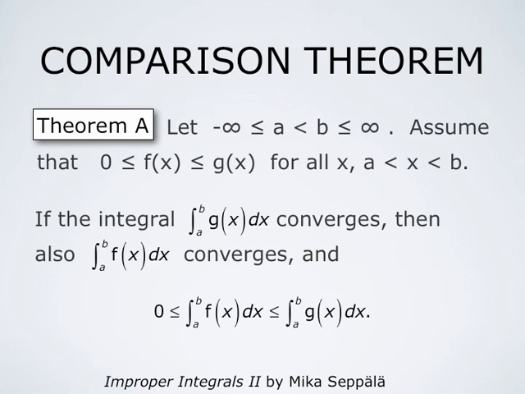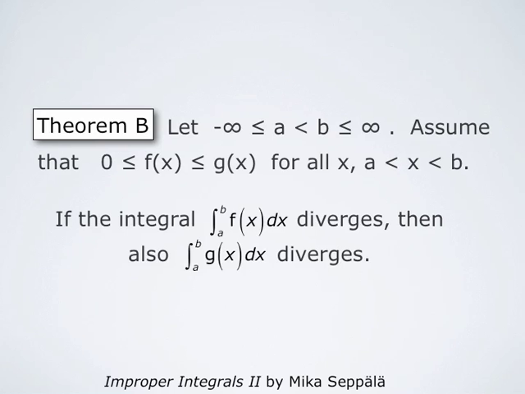So this part of the comparison theorem follows from the fact that if a domain is contained in another domain which has a finite area, then this first domain must also have a finite area. Now, part B is the following. If the improper integral from a to b f of x dx diverges, then also the improper integral from a to b g of x dx diverges.